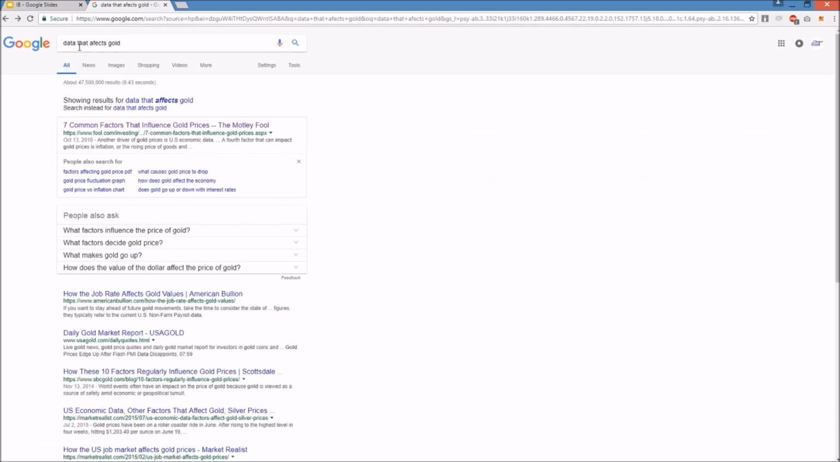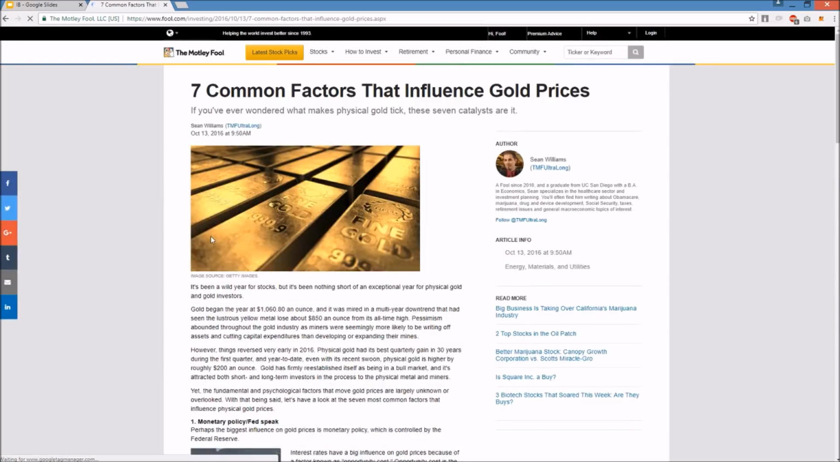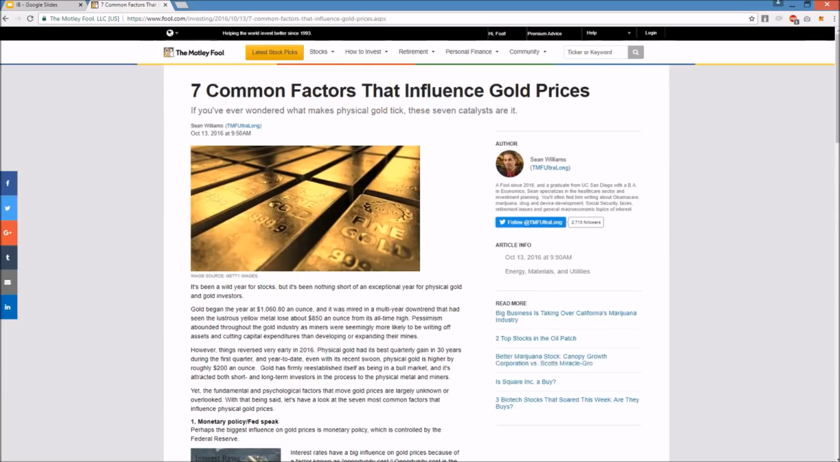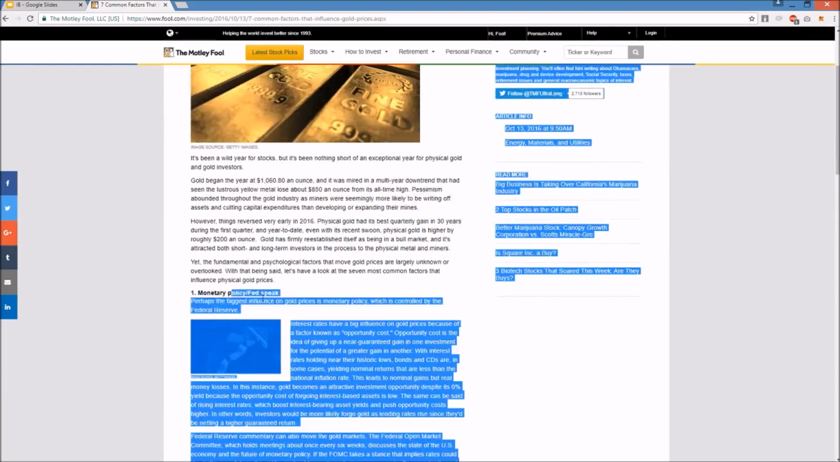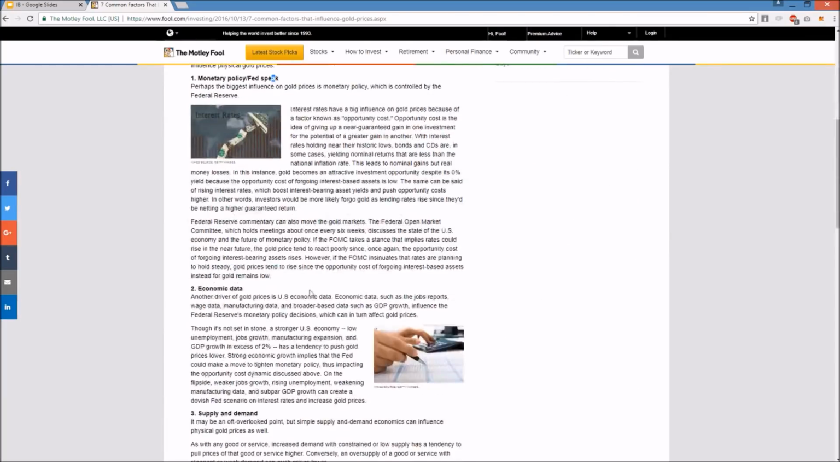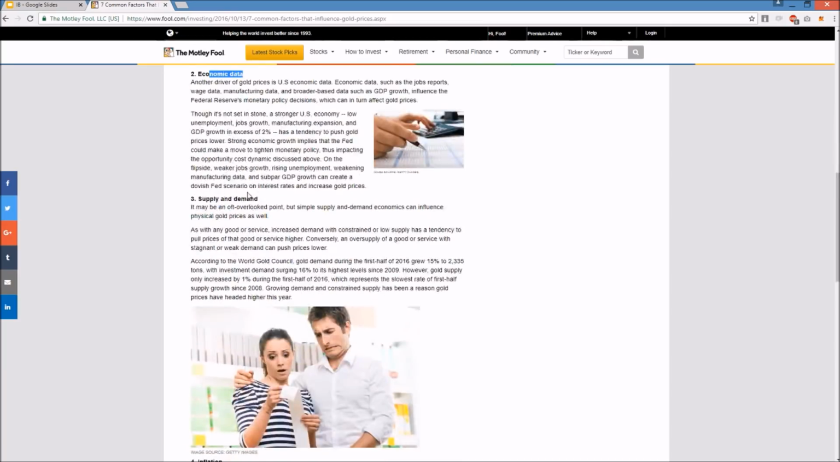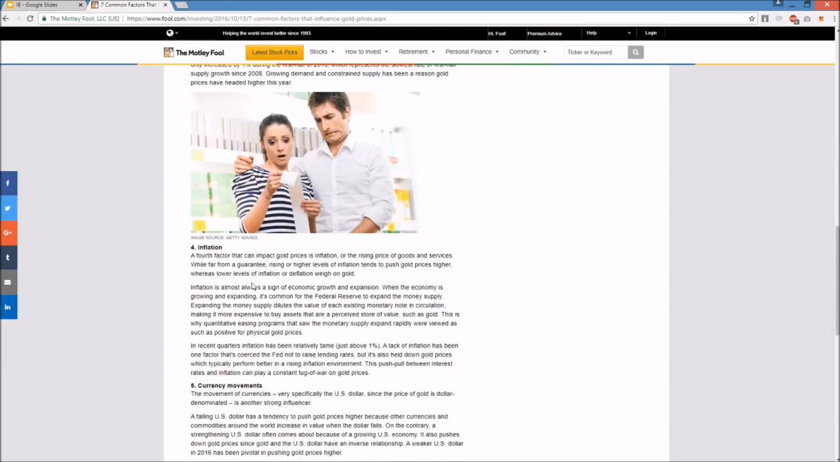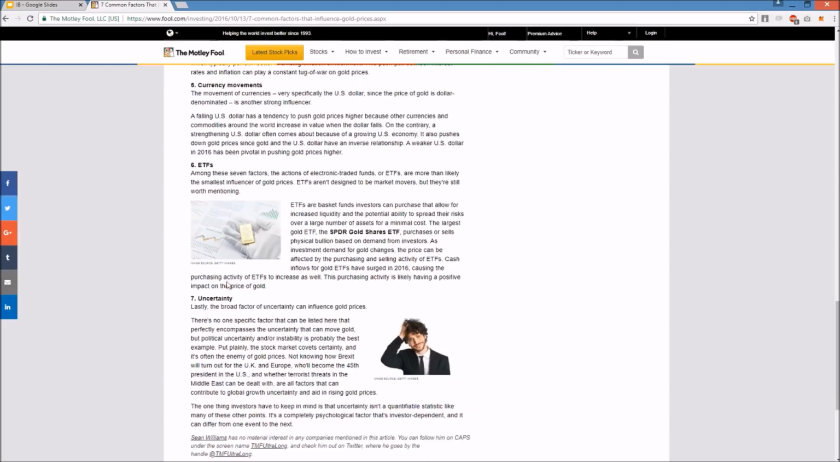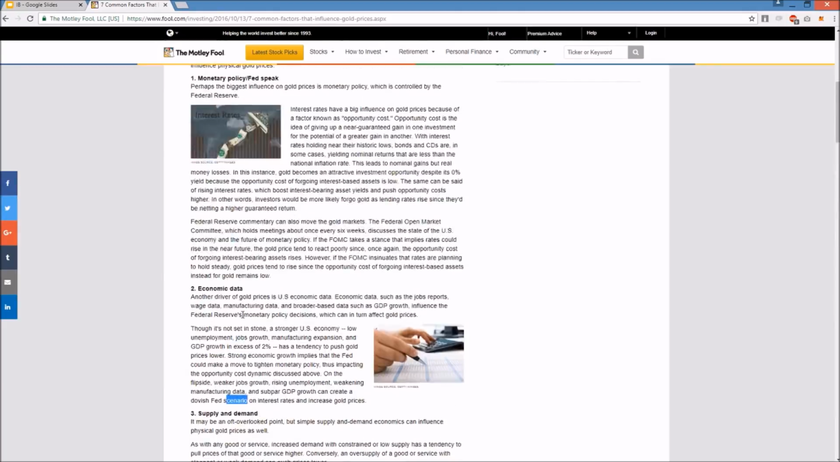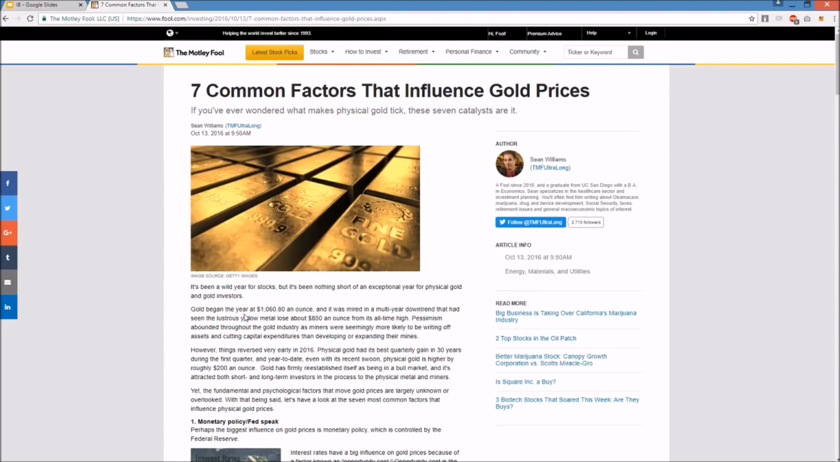So we hop on Google, data that affects gold, first article on the Motley Fool here, and it's going to give us some good information in terms of 7 common factors that influence gold prices: information on monetary policy and Fed speak, economic data, supply and demand, inflation, currency movements, ETFs, uncertainty. In general, people feel gold is a safe haven asset. So when the market is showing weakness, gold generally, we look for gold to go up.